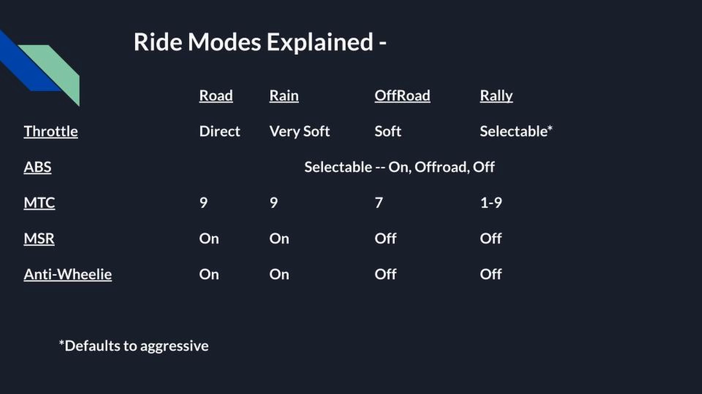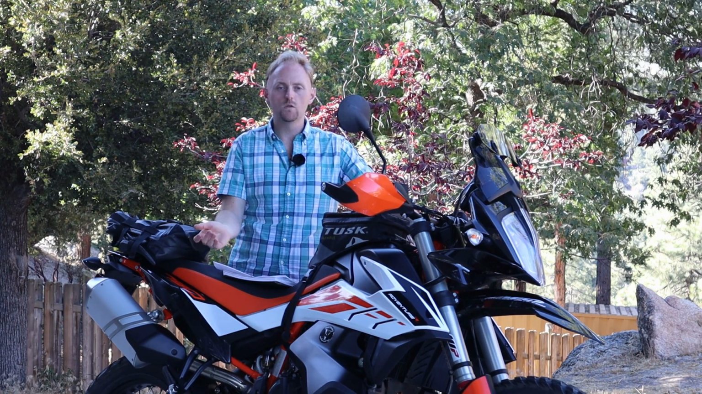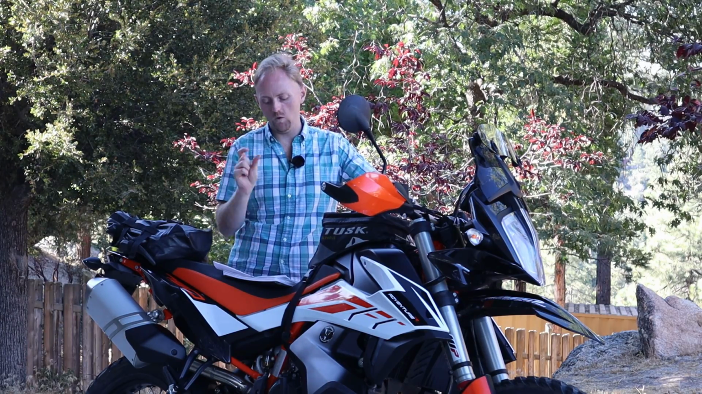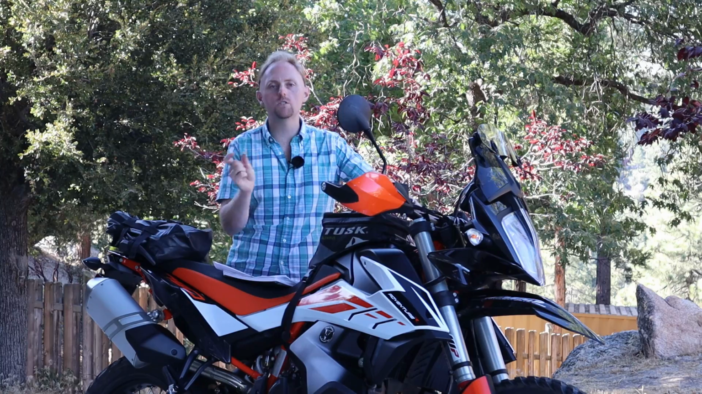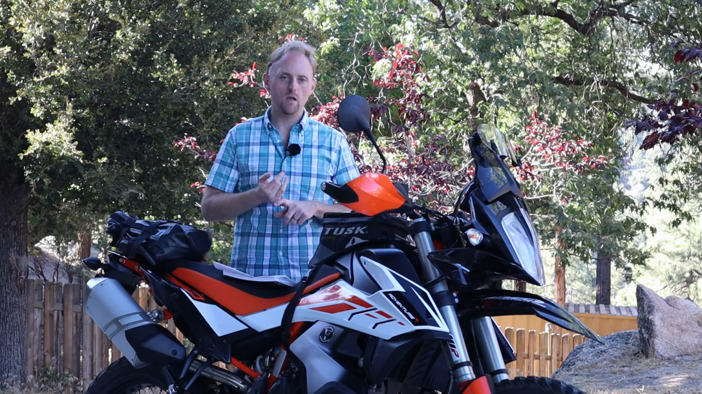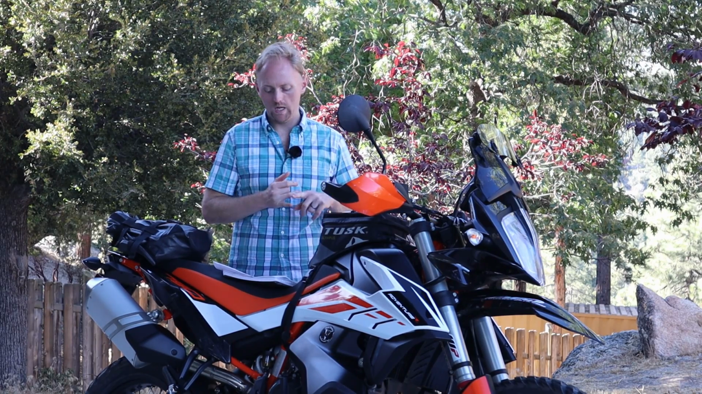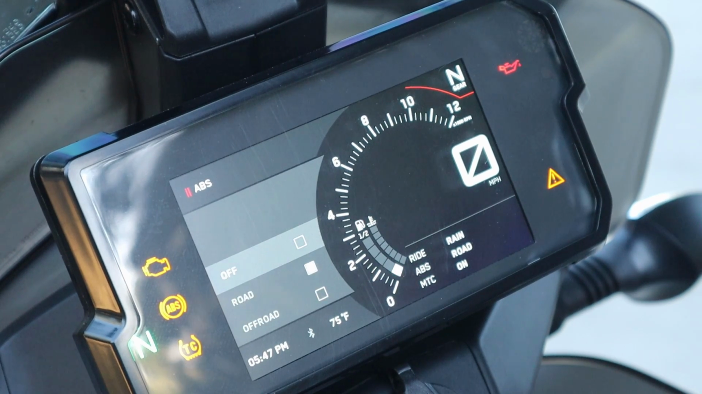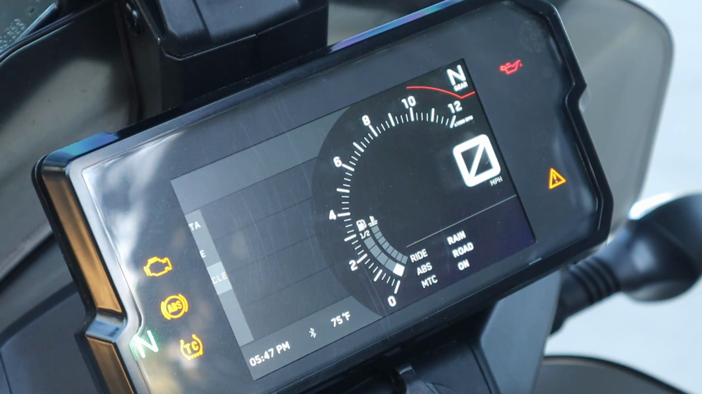ABS in all the riding modes is independently selectable from the riding mode. So the ABS setting does not change based on what riding mode you're in. It's the only factor that doesn't change depending on the riding mode, so you have to manually set it. And we'll talk about that. The ABS, which you select separately from the riding mode, is either on, which is both channels on, off-road, which turns off the back ABS and leaves the front on, and then totally off entirely. Okay, so getting back to the road mode.